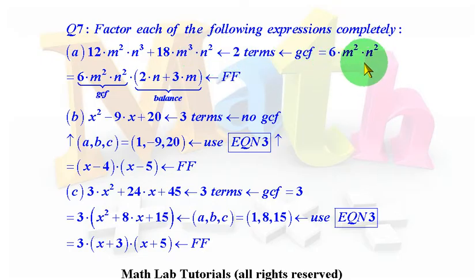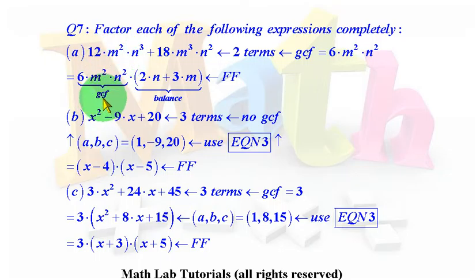So essentially, we're slowly building up the GCF. The entire GCF is 6m squared n squared. The next step is you put the GCF out front, and our job is to find the balance now. To find the balance, what we're going to do is the GCF divided by the term. Or sorry, the other way around, it's the term divided by the GCF.